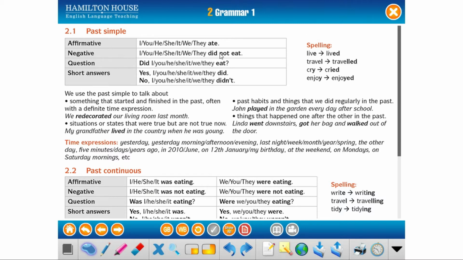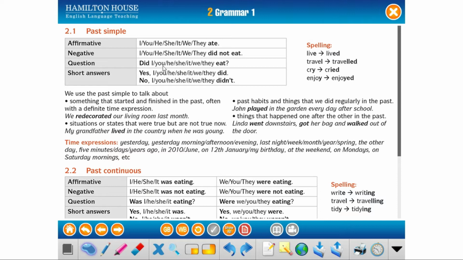To make it negative is easy because we add the auxiliary did after the subject. So we have subject, did not, and the verb. But as we are using the auxiliary in the past, did, we don't change the verb. We write the verb in the infinitive form. I did not eat an apple yesterday. Remember that we can also make a contraction of did not, that is didn't. When we do this, we put together did and not, we take off the o and we add an apostrophe. So I can say, I didn't eat an apple yesterday.